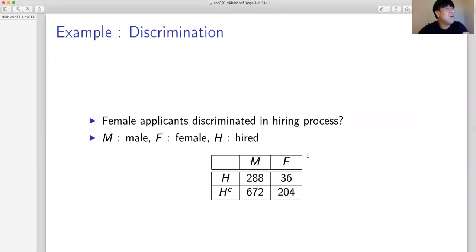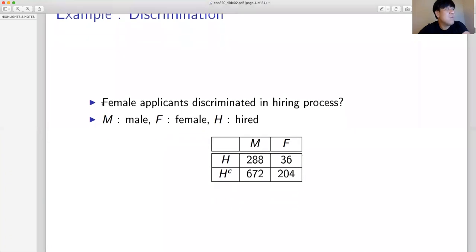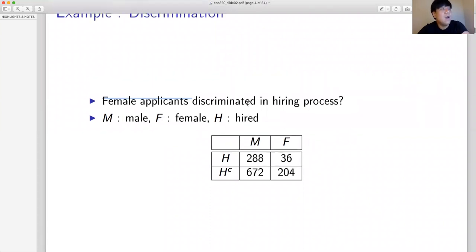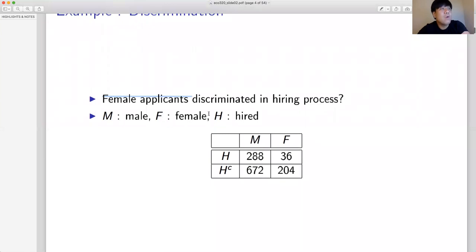So let's look at the discrimination example. Are female applicants discriminated against in the hiring process? That is a potential question you can ask. Let's say M is male, F is female, H is hired. The homework you're going to have for the second chapter will be something like that.